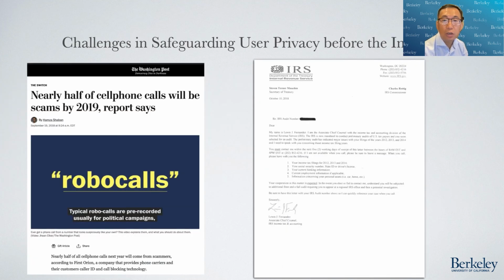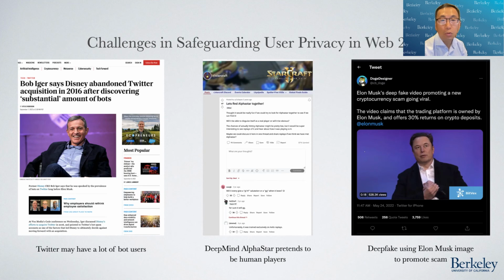But note that these challenges in safeguarding user privacy are not unique to the Metaverse and Web 3.0. Crimes of fraud or scam are as old as the invention of the telephone or the post office, way before the internet, such as us receiving robocalls, or fake IRS letters asking us for money. The growth of the internet only makes safeguarding user privacy even more challenging.